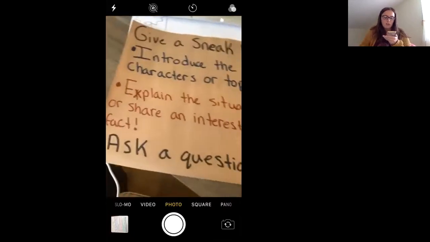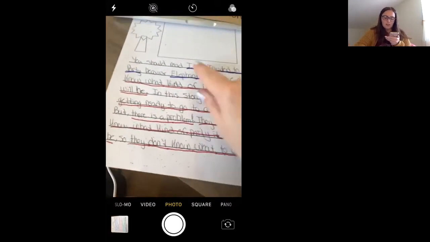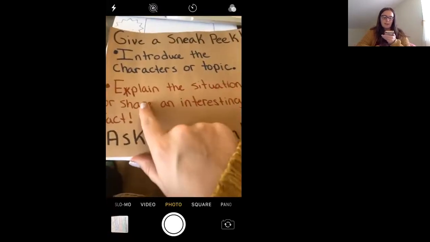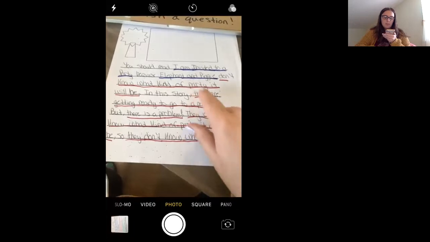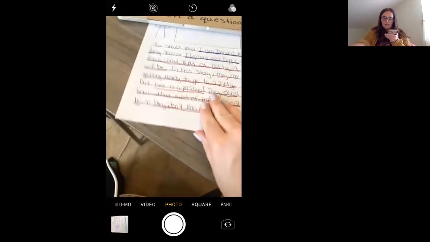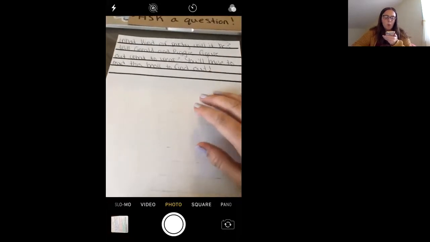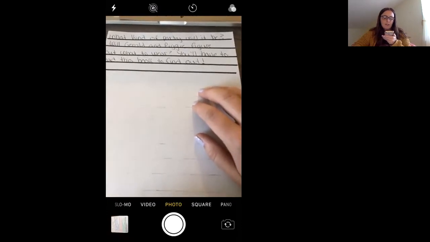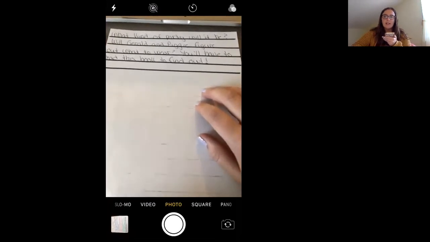So if we go back to our chart, if we look in blue, it says introduce the character and topic. So I introduced my book title and my characters. And then I explained the situation or shared an interesting fact. So I explained the situation all in red. And then I ended my writing by saying, what kind of party will it be? Will Gerald and Piggy figure out what to wear? You'll have to read the book to find out.